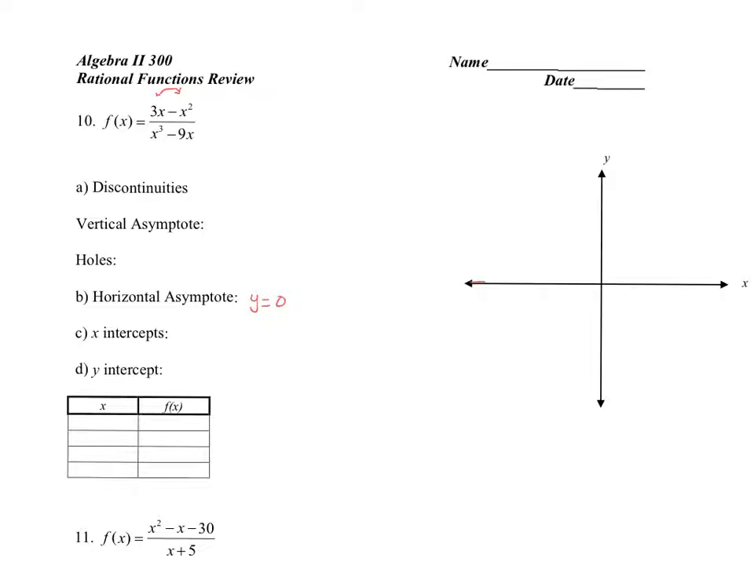So I'm going to write along the x-axis. We know there's going to be a horizontal asymptote. So I'll draw that in. Okay, and the equation of that asymptote is going to be y equals 0.